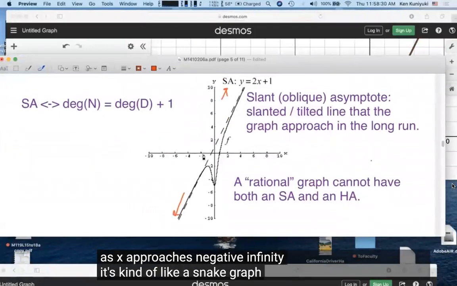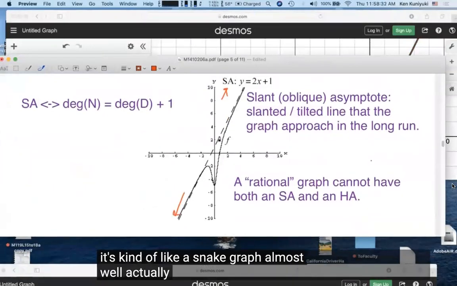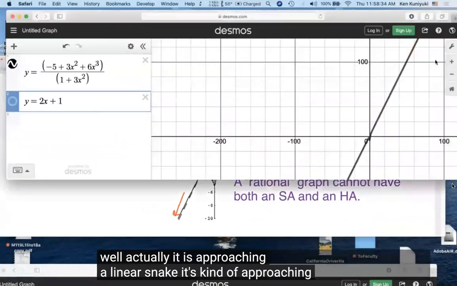It's kind of like a snake graph almost. Well, actually, it is approaching a linear snake. It's kind of approaching a linear snake.